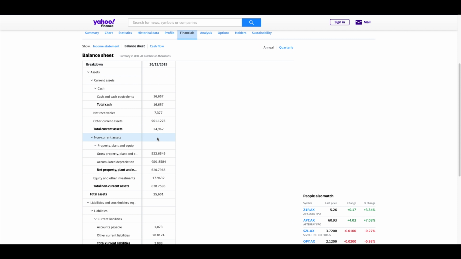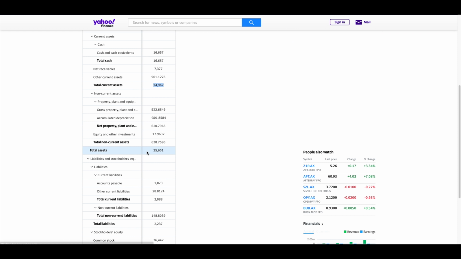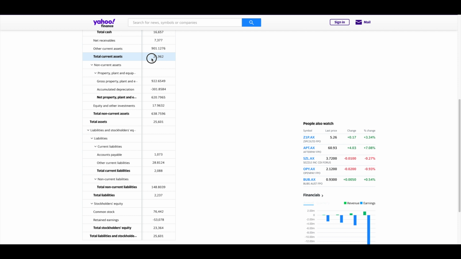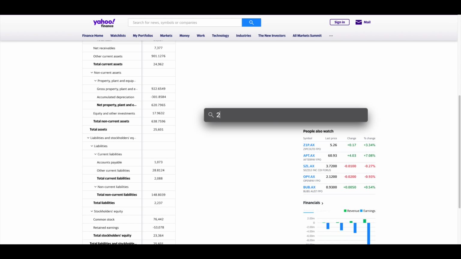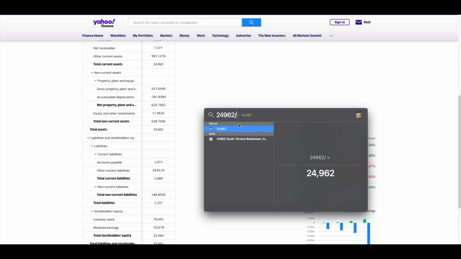Current ratio is just the current assets divided by the current liabilities. Now, as you can see, if we do 24,962 divided by 2088, for every $1 of current liabilities, there is about $11.9 worth of current assets.